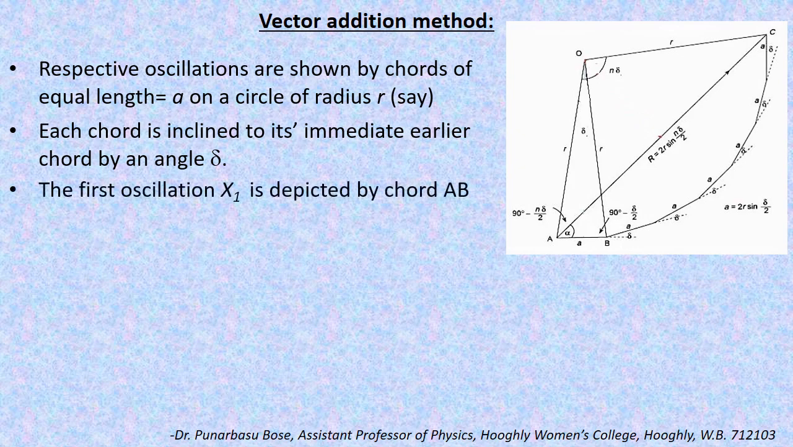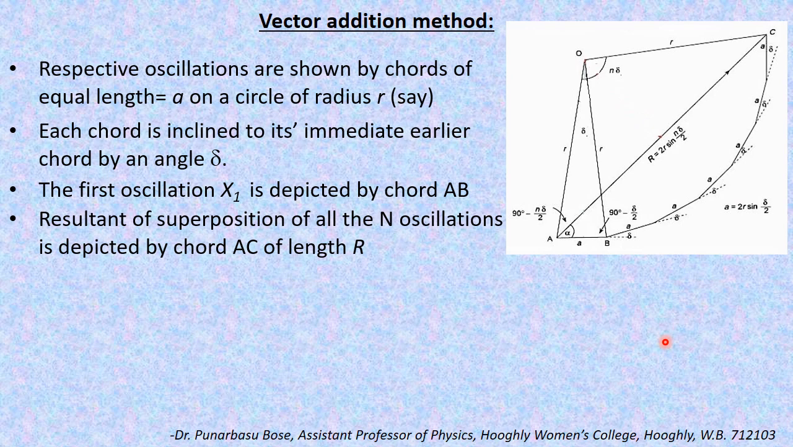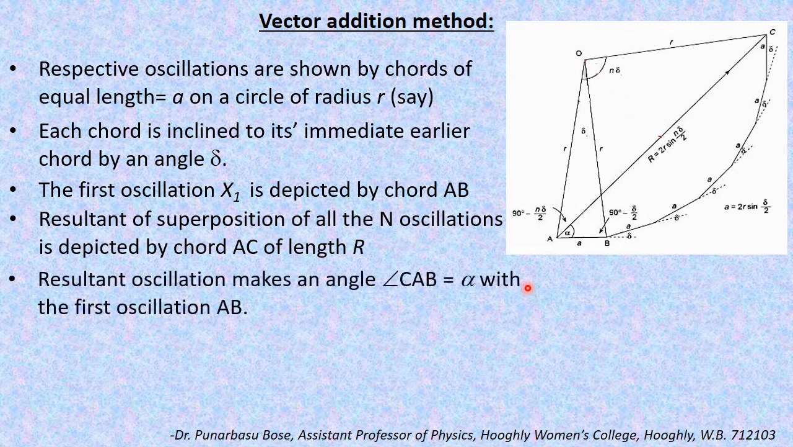The first oscillation x1 is depicted by the chord AB here. This one depicts the first oscillation x1 and this one x2. In this way, the last one is representing xn. The resultant of superposition of all the n oscillations is depicted by the chord AC. AC represents the resultant of superposition of all such oscillations.